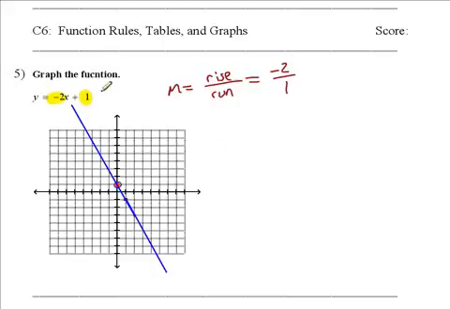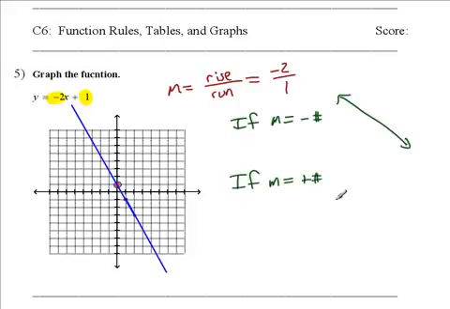If the slope is negative, then the line has to fall from left to right. If the slope is positive, then the line has to rise from left to right. So if it's negative, the line's going down as we read from left to right. If it's positive, the line's going up as we read from left to right. So that's a quick check.